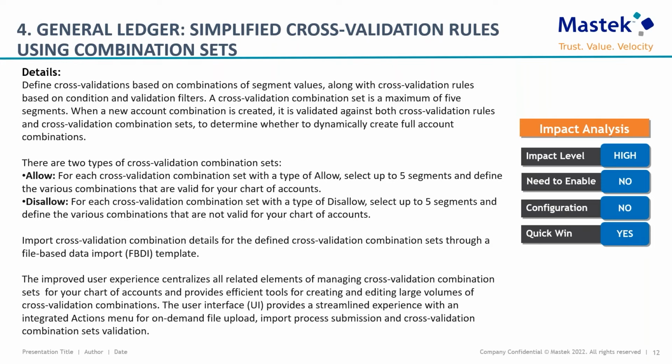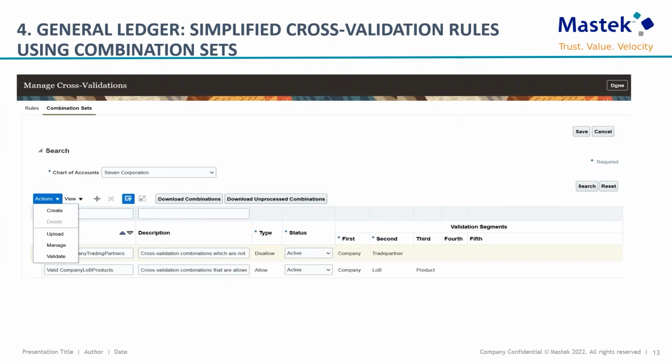Let's have a look at how the screen would look. So this is the Manage Cross Validation screen, which would be available to us once the 22D upgrade comes in. As you can see from the actions menu, we have create option, upload option, manage option, and validate option. So from a single screen itself, we can manage all our cross-validation rules as well as combination sets. So it will definitely enhance the user experience while creating such combination sets or uploading the same.